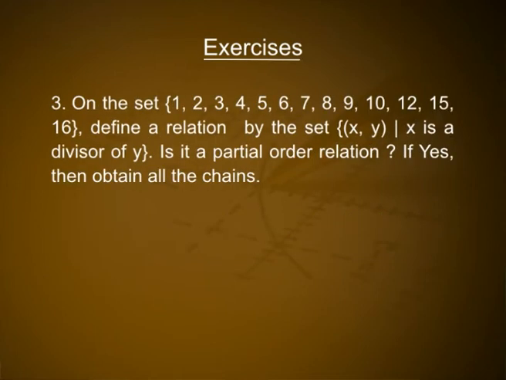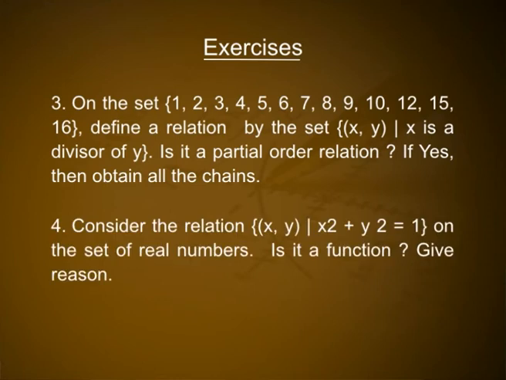On the set of all elements 1, 2, 3, 4, 5, 6, 7, 8, 9, 10, 12, 15, 16, define a relation by the set of all ordered pairs (x, y) such that x is a divisor of y. Is it a partial order relation? If yes, then obtain all the chains.